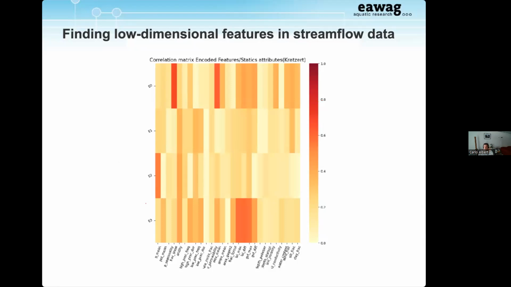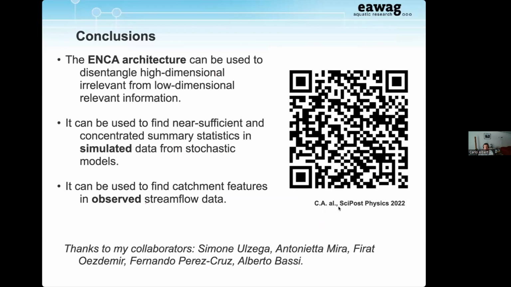All right, I think I am done here. Let me stop with this conclusion slide. So we have shown both with synthetic simulated data and real data that the ENCA, so this explicit noise encoding autoencoders, can be used to disentangle high dimensional irrelevant from low dimensional relevant information. We've seen, at least in some simple case studies, that the method can be used to learn summary statistics that are near sufficient and also very well concentrated.